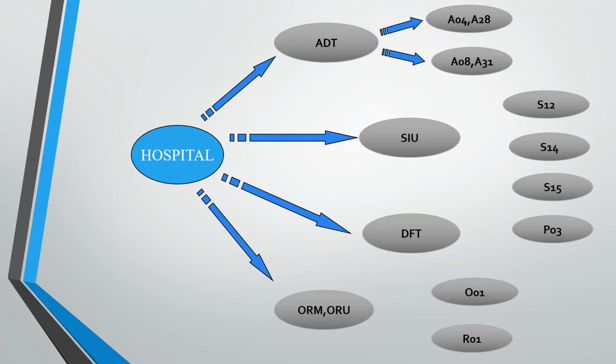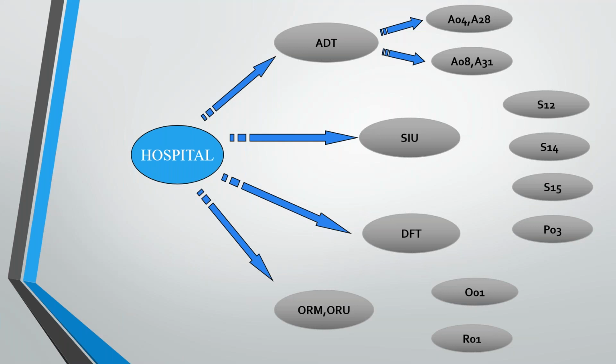So you can use any one of them: A04 for new patient registration, or A28 for new patient registration, A08 for update of existing patient information, and alternately A31 for update of existing patient information. Anything can be used. That depends on the way you want to use it, and on the way the receiving system or sending system has been designed. So you can use any one of them alternately.